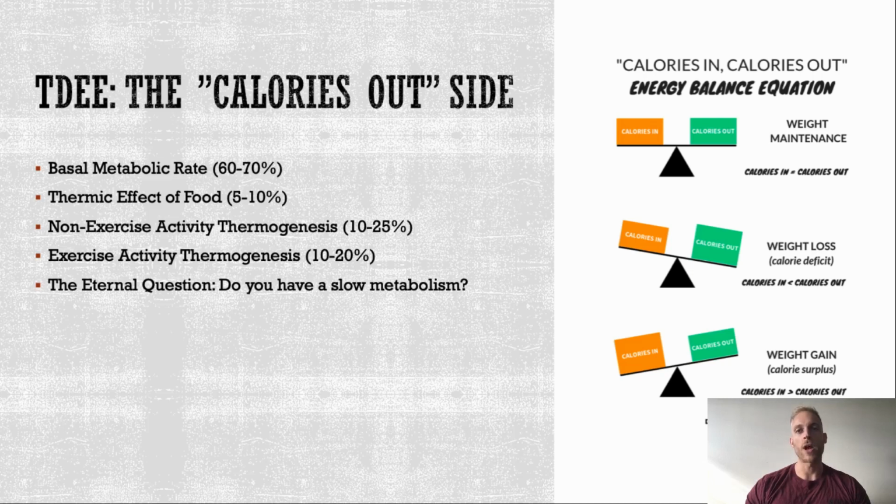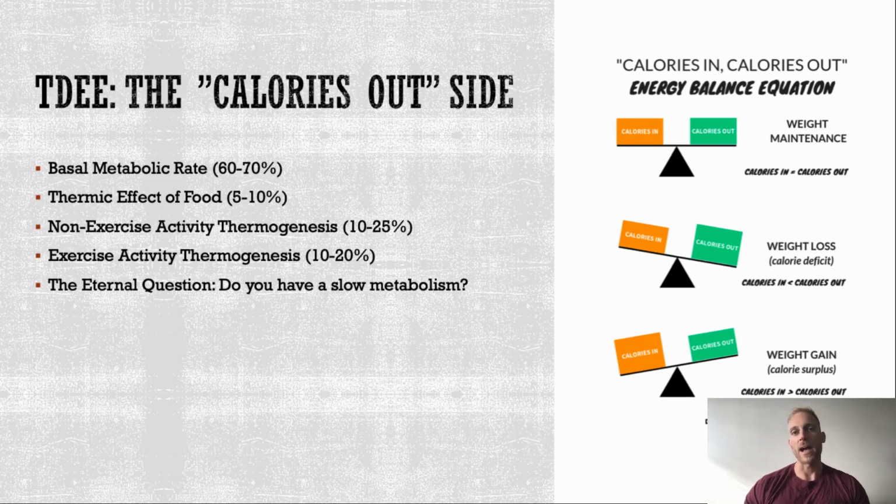And the eternal question remains, do I have a slow metabolism? And it's a complex question. It seems like a simple question at face value, but it's a complex question because you could have a slow metabolism, but it's because of one of those 4 factors. There's no other factor outside of those 4 that's going to give you a necessarily slow metabolism.